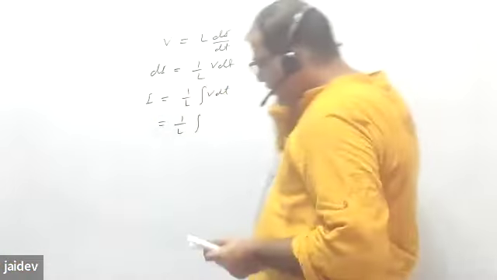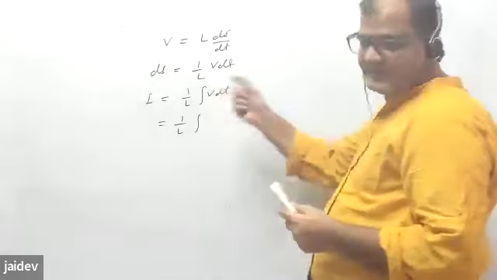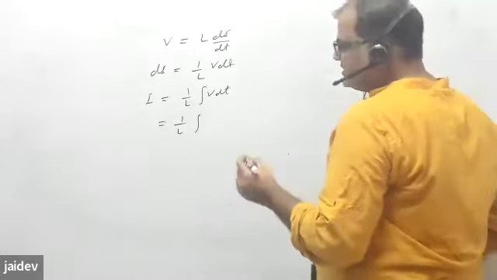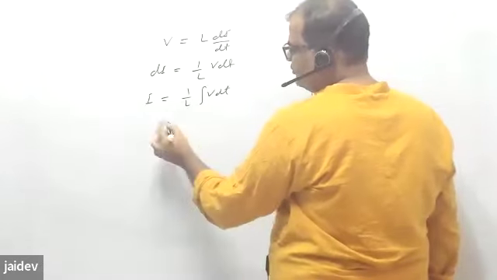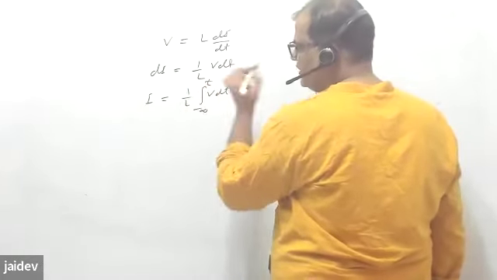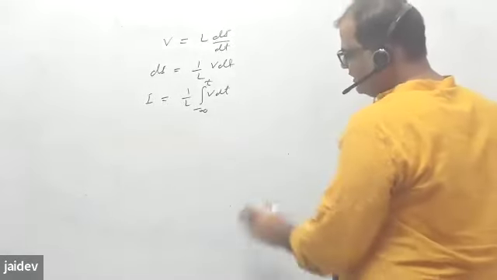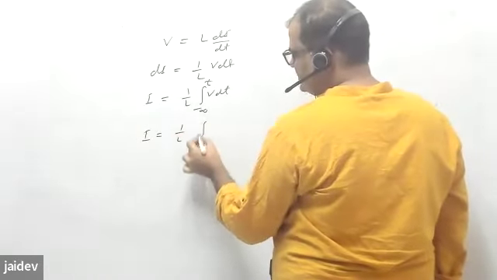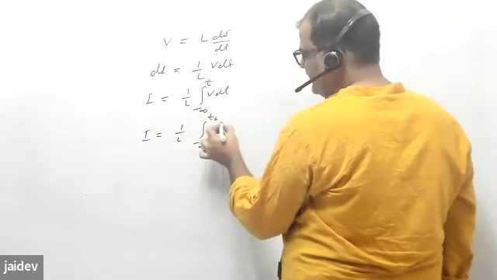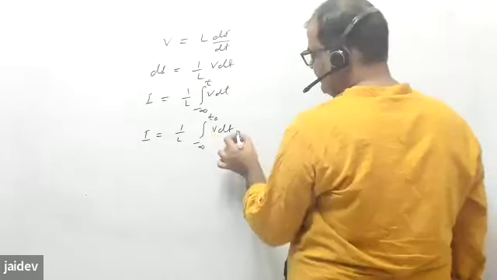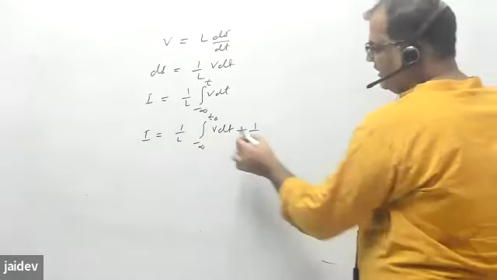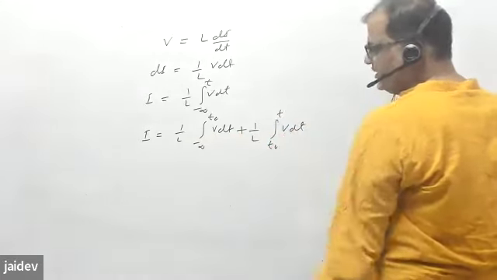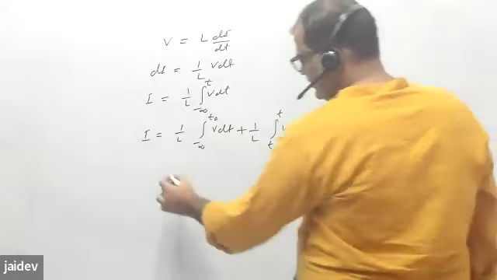Now I have to take time here. I have to put a time limit. As with your capacitor, this is also a memory element, so I can put a time limit from minus infinity to t. Now let us solve this one. So I can write I equal to 1 upon L, integral from minus infinity to t zero of V dt, plus 1 upon L, integral from t zero to time t of V dt.